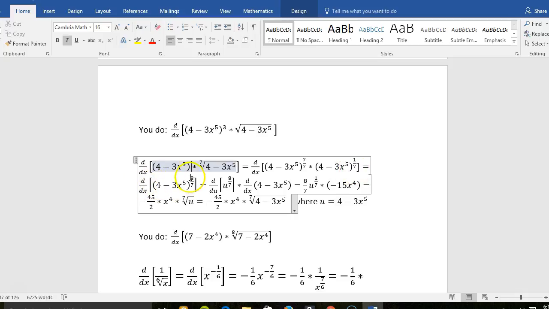So that's x to the 8/7. You just add the exponents here and here to get 8/7. And notice we've not even executed the derivative yet. So now to do that derivative, we're going to need the chain rule.